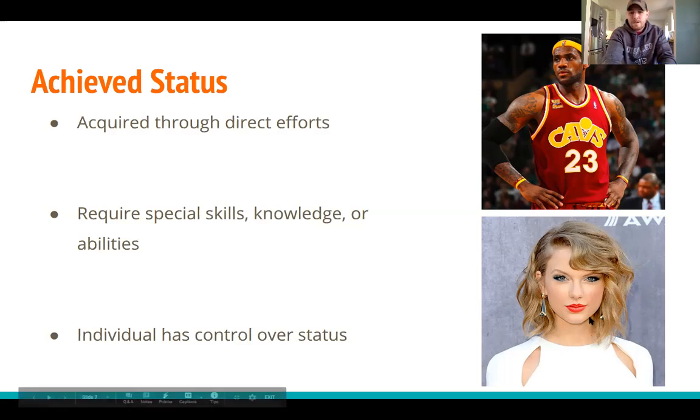Or maybe I want to perform at the talent show next year and I want to sing something. I'm not going to be Taylor Swift. I'm probably not going to get a recording label, but I could sing in that moment and I'd be occupying the status of musician. Okay. So you've done something to earn an achieved status. Now, an achieved status can be positive and it can also be negative.